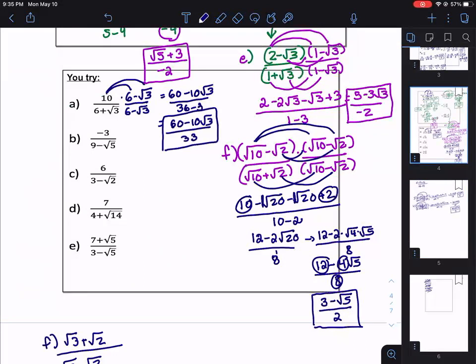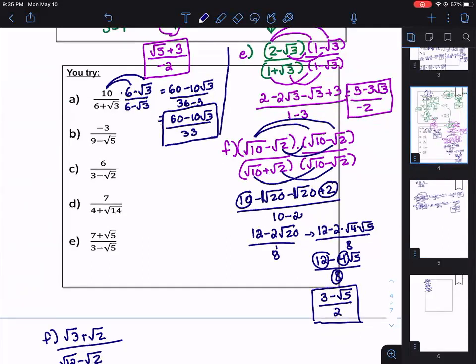Okay, for letter B, which I'll squeeze in here. I know this is going to get a little out of hand, but I'll do the best in organizing this for you guys. For C, D, and E, we'll do them on the next slide.